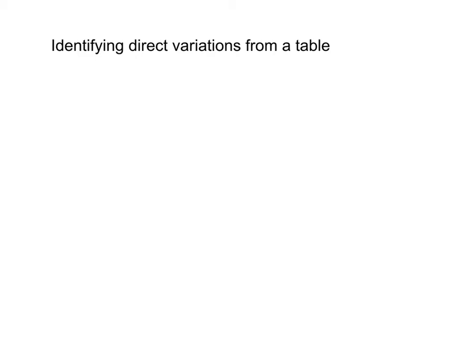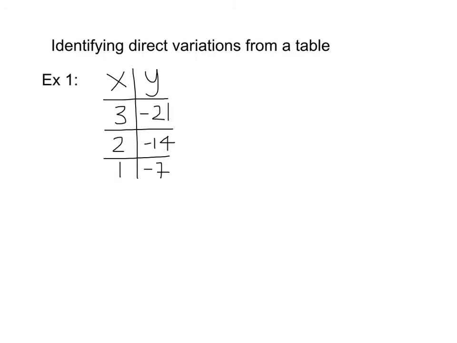Now let's look at how we identify whether we have a direct variation or not from a table of values. So in example 1, we have the points 3, negative 21; 2, negative 14; and 1, negative 7. So we have to determine if our constant is the same for all of these numbers. So we're going to take our y values and divide them by our x values.